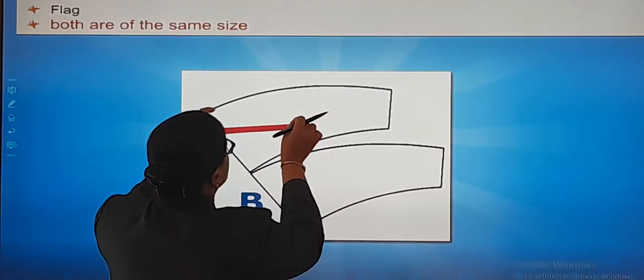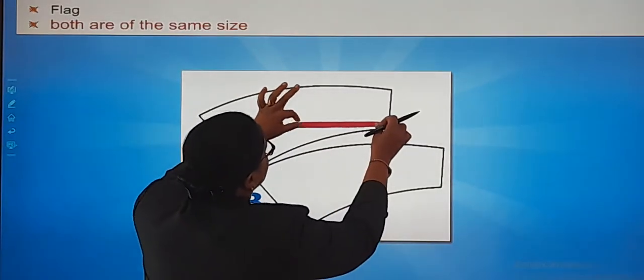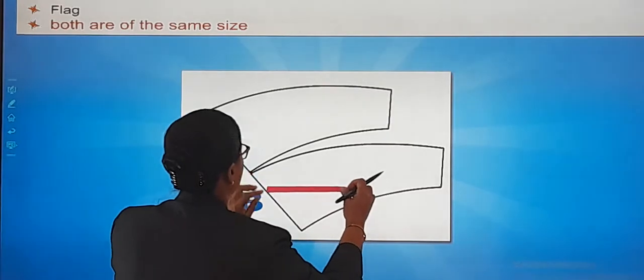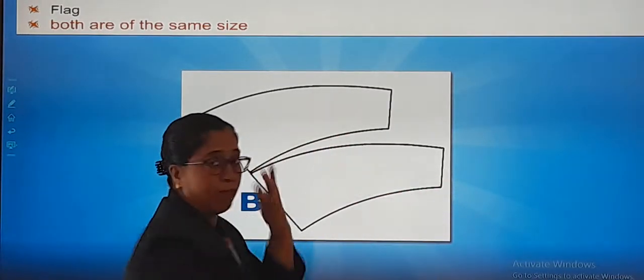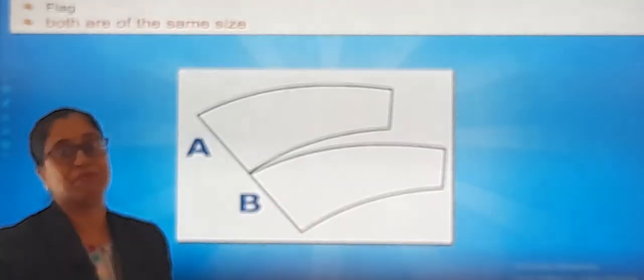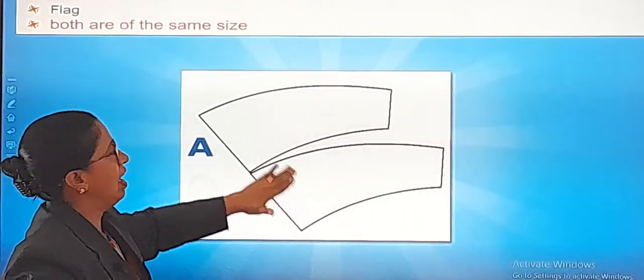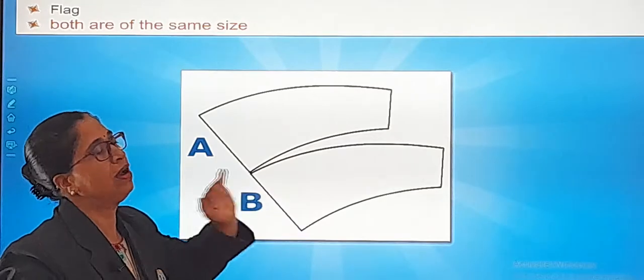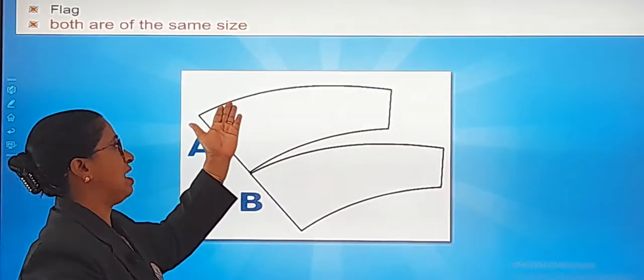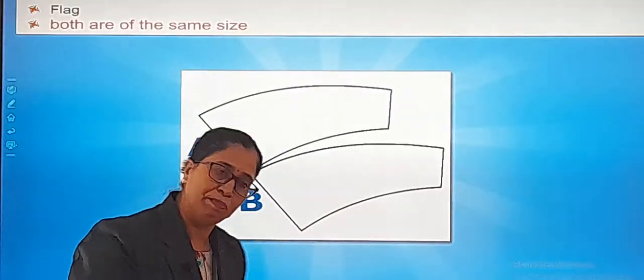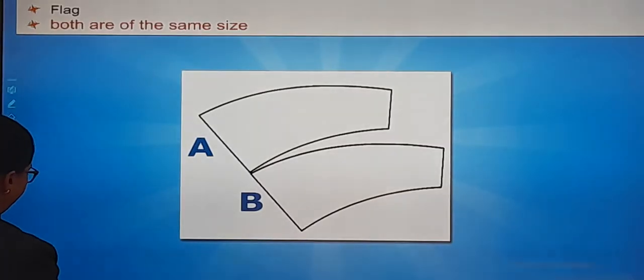If you measure and see 1 and 2, correct? Here again 1 and 2. They both are the same. Picture A and B, flag A and B are the same. So it is illusion that makes you think that A is smaller and B is bigger. Next one.